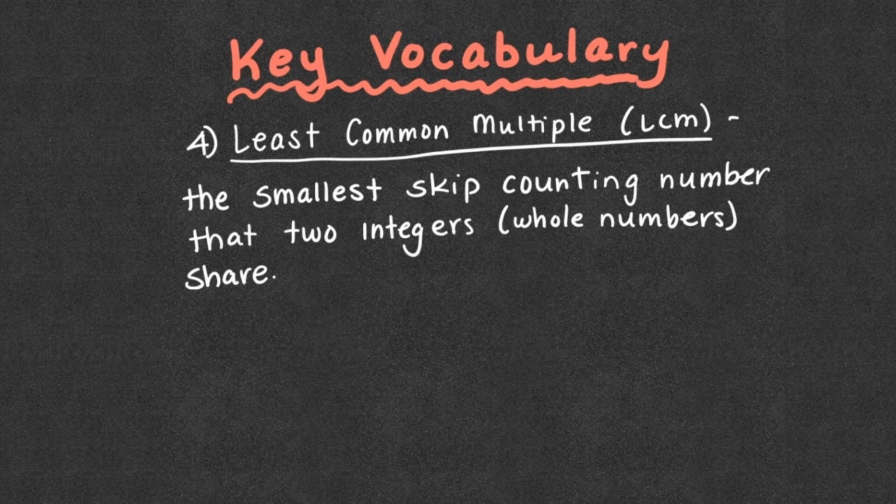When we deal with adding and subtracting, we deal with the least common multiple. So that means the smallest skip counting number that two integers or whole numbers share.